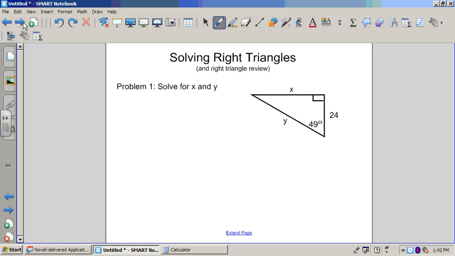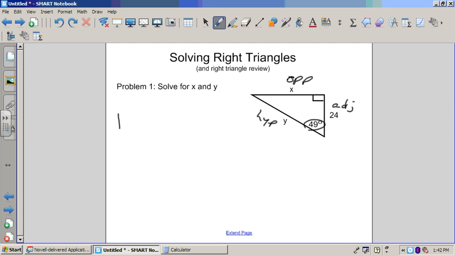Okay, if I'm going to solve for x and y, I see that I have a 49, 41, 90 right triangle. Compared to 49 degrees, x is my opposite, y is my hypotenuse, and 24 is my adjacent. I want to know what x is. X is the opposite, 24 is the adjacent. Which trig function uses the opposite and the adjacent?